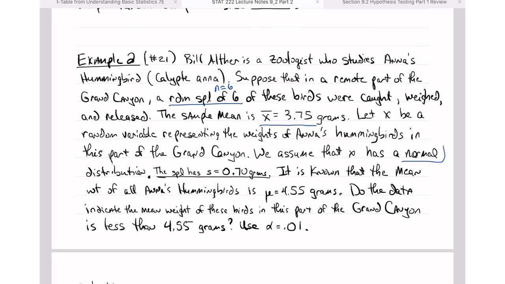We assume that x has a normal distribution, which is the only way we can do this problem since n is equal to 6. There are ways to do it if you have a different distribution, but we're not going to cover that. It's a little more advanced. So it has a normal distribution, and here I changed it so that instead of saying sigma was 0.7, I'm saying the sample has a standard deviation s equal to 0.7. So we don't know the standard deviation of the population, but the mean of the whole population is approximately 4.55 grams. Do the data indicate that the mean weight of these birds is less than 4.55 grams? Use the same alpha, 0.01.